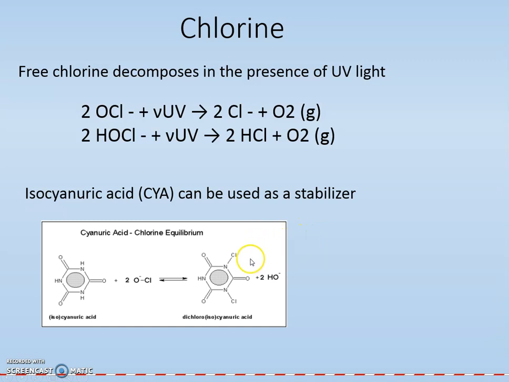Now this is an interesting reaction. So here's the CYA, and here's hypochlorite. These two will react together and make this product here, which is dichloroisocyanuric acid. So there's a chlorine there and a chlorine there, and that came from hypochlorite. Now there's an equilibrium that's present, so there's some concentration of these and some concentration of these.